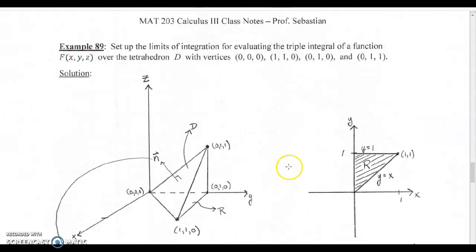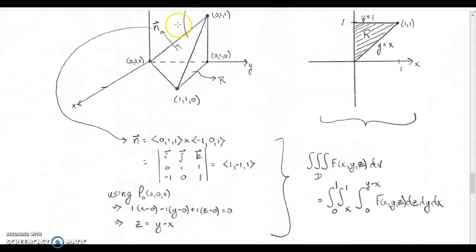Okay, now I want to find the triple integral of some function f over that tetrahedron. So this is the domain D, this actual domain D. This is the domain R down in the xy plane, which will take care of the integrals for y and x, the dy dx portion. Now let's see what I want to do for the z portion.